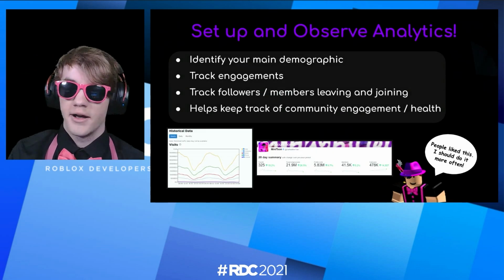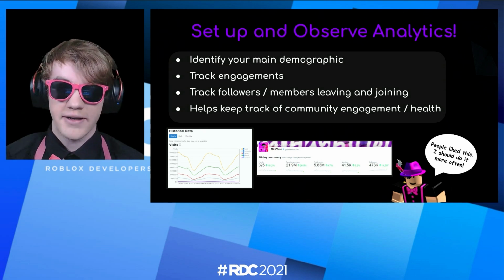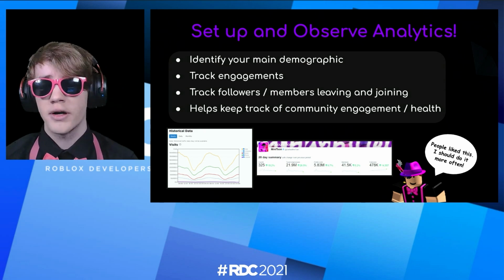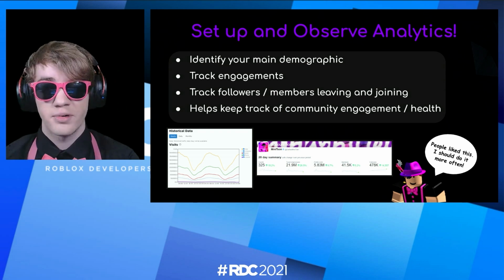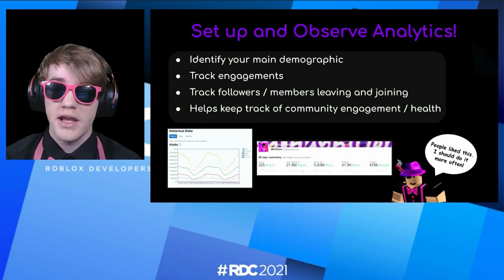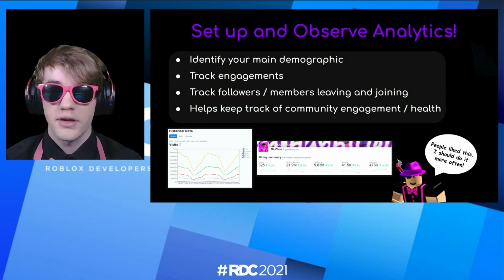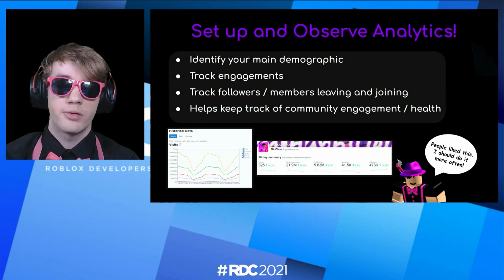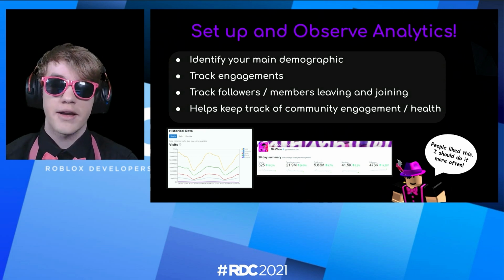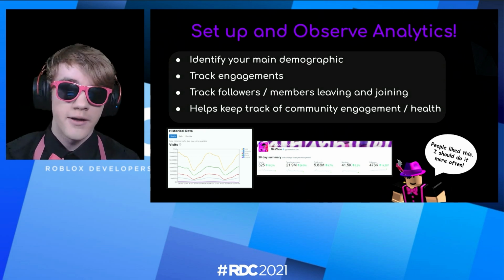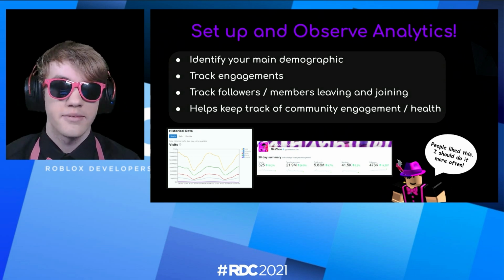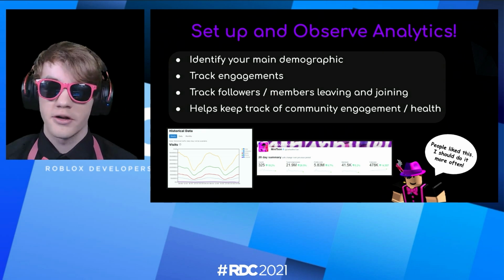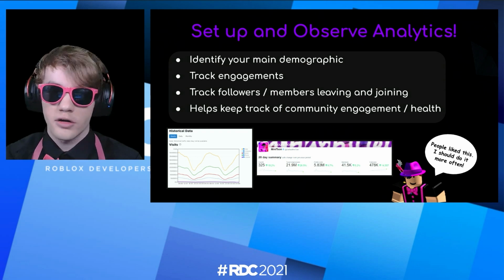My next little step is to set up and observe analytics. Identify your main demographic. This helps to identify who your product is for, so you can target the proper demographic that enjoys your product the most, which in turn will help track engagements. Example, for clothing, check which products sell more. This one's pretty specific and particular to what your product actually is. So if it's a game, then you would track your visits, your products purchased, all of that. If it's something like a clothing store, then check to see which items do better than others. In addition, you should also track followers and members leaving and joining your community. This really helps keep track of the overall community engagement and health.